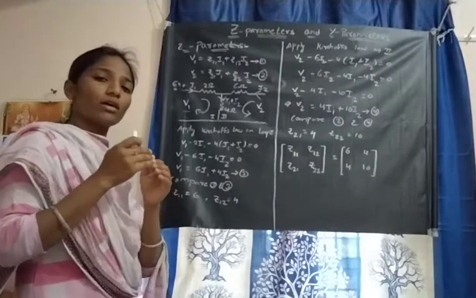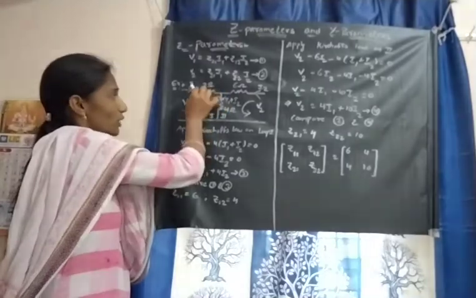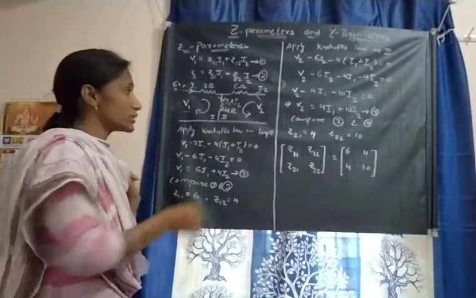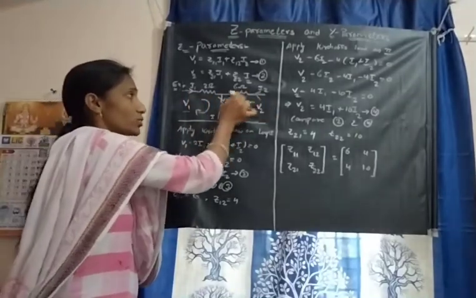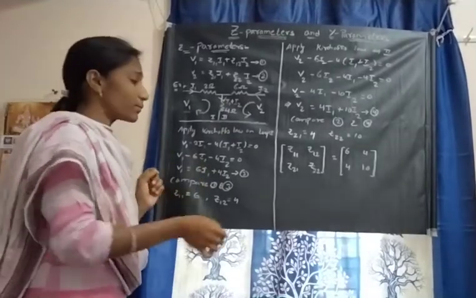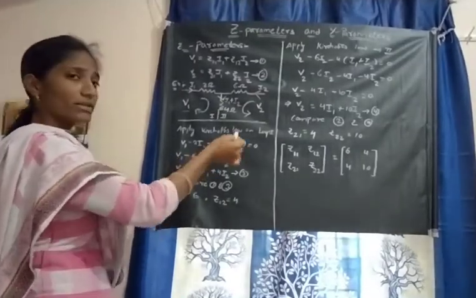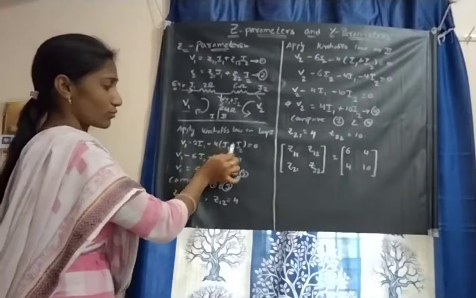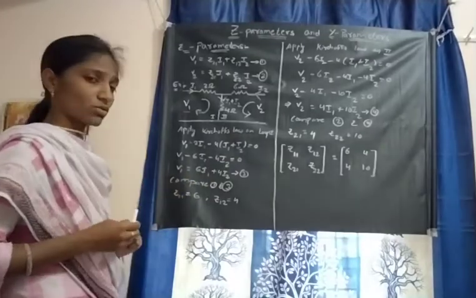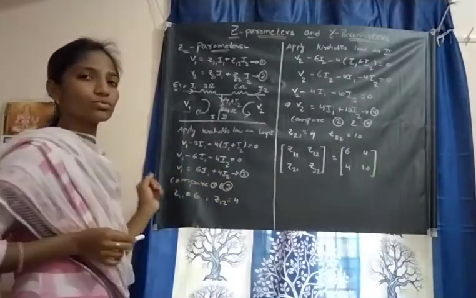Understand? Subtract the current terms from the voltage values: V1 minus 2 I1 minus 4 times (I1 plus I2). Why I1 plus I2? Because I1 is adding here and I2 is also adding here, so we add the input current and output current. Now calculating: V1 minus 2 I1 minus 4 I1, which is minus 6 I1, minus 4 I2, is equal to 0. Then V1 is equal to 6 I1 plus 4 I2, right?